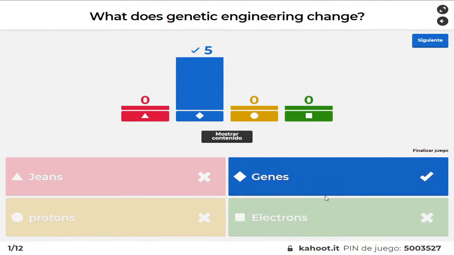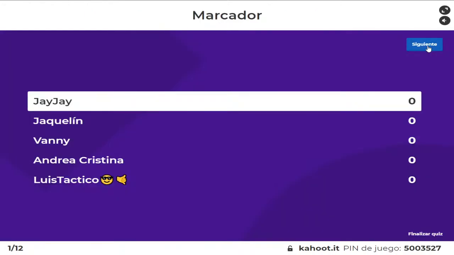So, five of you have it correct. Genes, they are modifying and changing genes. Very good. Let's see our podium. JJ, I want to know who is JJ. Jacqueline, Vani, Andrea, and Luis Táctico. Okay, let's go for another one.